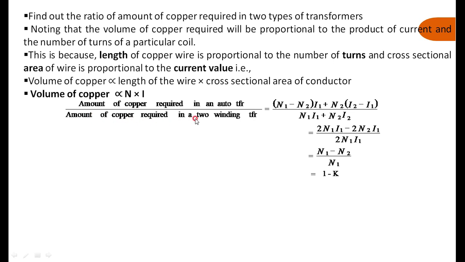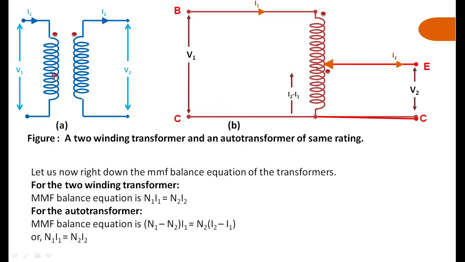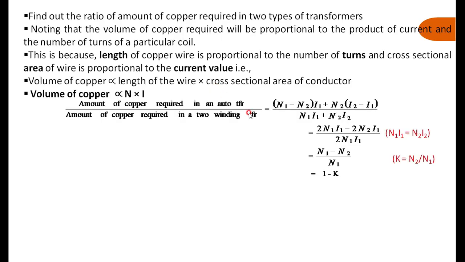At the same time, the amount of copper required in the two winding transformer is the number of turns multiplied by the current in the primary plus the number of turns multiplied by the current in the secondary. The same thing is written here: N1 I1 is the copper required for the primary, and N2 I2 is the copper required for the secondary. Then I am using the identity N1 I1 equal to N2 I2. Therefore, I am replacing N2 I2 by N1 I1.